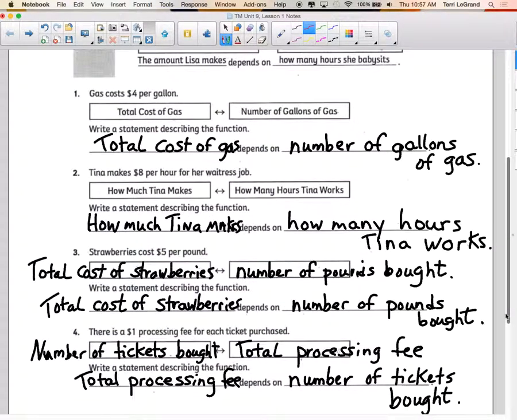What would the input be in number 1? What would the inputs be? The total cost of the gas or the number of gallons of gas? The total cost depends on, you will figure out how much total cost it is depending upon how many gallons you buy. I like this one because input, you put the gas nozzle into your car and you see how many gallons you get. This is the input. Let's everybody write this. We need to start understanding this. The input is how many gallons of gas you put in.